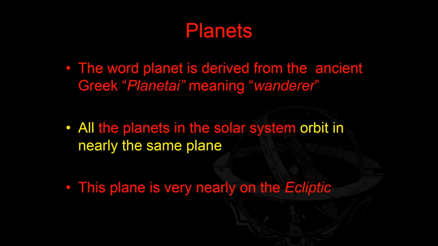So first of all, why do we call them planets? Why don't we call them little rocky stars or something? Well, planet comes from the ancient Greek word planetai, which means wanderer. So all the planets in the solar system actually orbit in nearly the same plane and move around in their orbit, and as such move in the sky relative to the stars, hence the name wanderer. The plane that the planets are on is very nearly on the ecliptic, and remember our definition of the ecliptic. It's the path of the sun across the sky over the year.